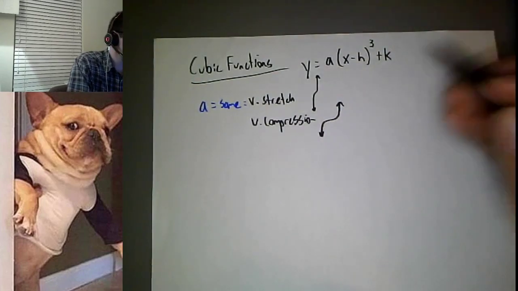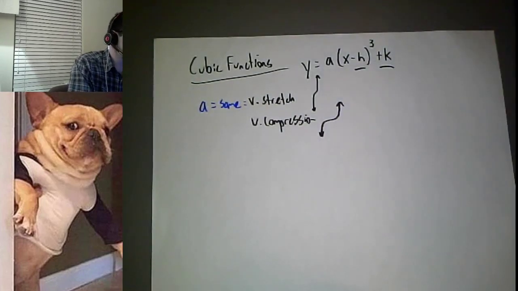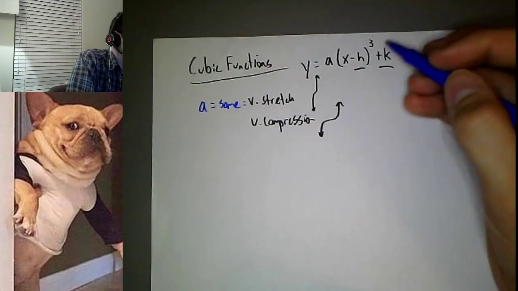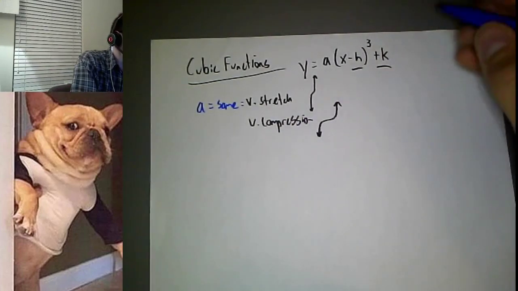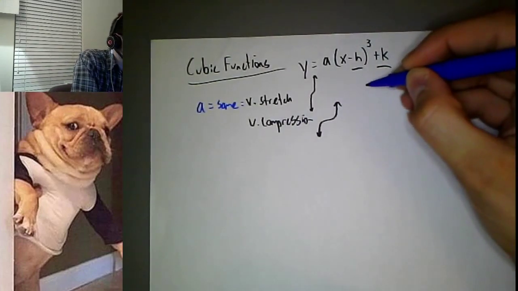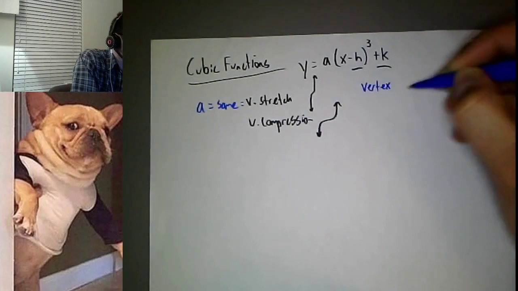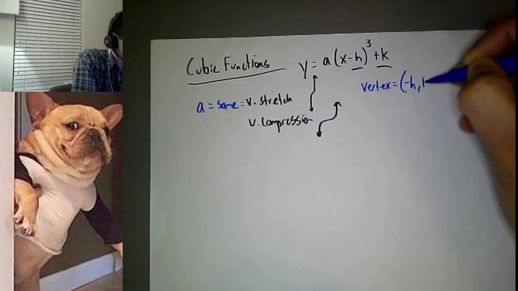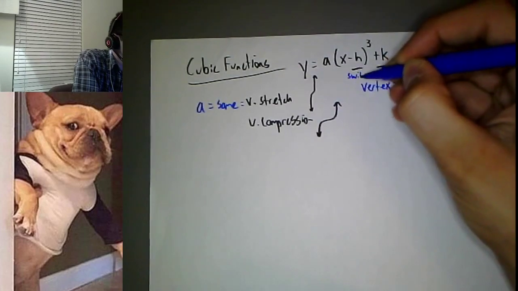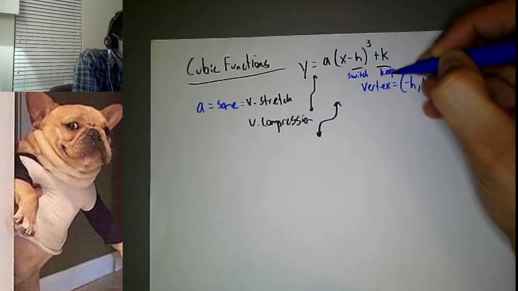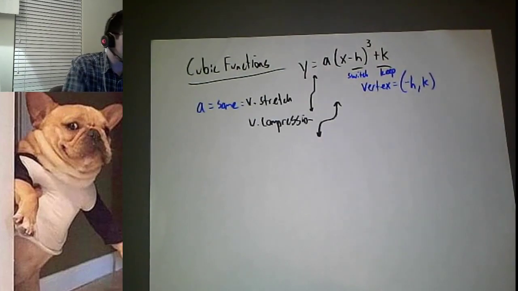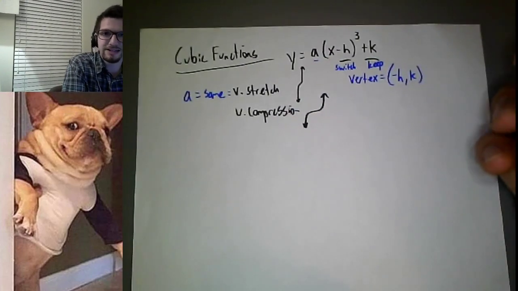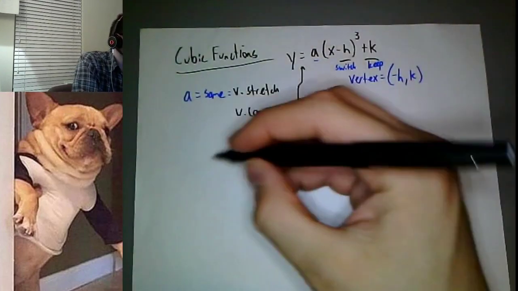So we still have our H and we still have our K, and the H and the K represent your vertex. It's also called a point of inflection, by the way. Not that you need to know that, but your vertex is still the opposite of H, K, and you're still switching and keeping. And that's really it. There's little difference between a cubic and a quadratic when you're graphing it. So let's take a look at one.